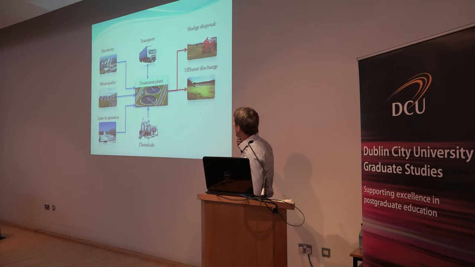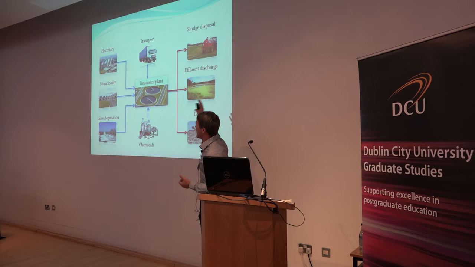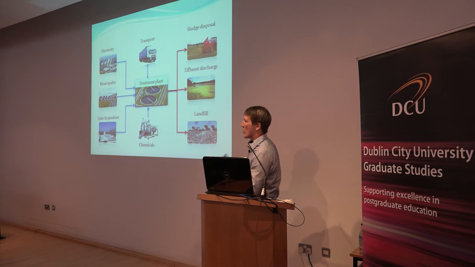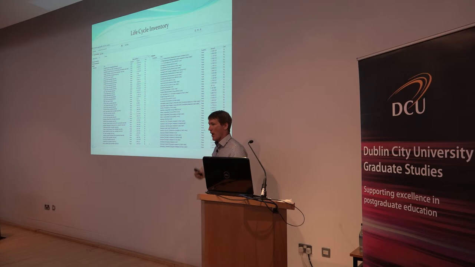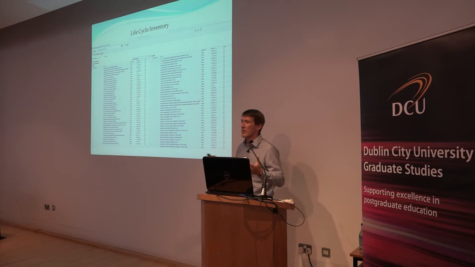So all of these processes have inputs and outputs. And when we add all of these inputs and outputs together, we get what's called a life cycle inventory, which is just a big load of data. So what can we do with this information? Well, when we put this information together, we can predict by how much and what areas of the environment are getting impacted the most. So when you think about wastewater treatment, what's the biggest impact? You think of dirty water somewhere.